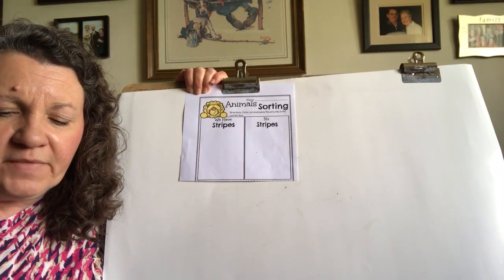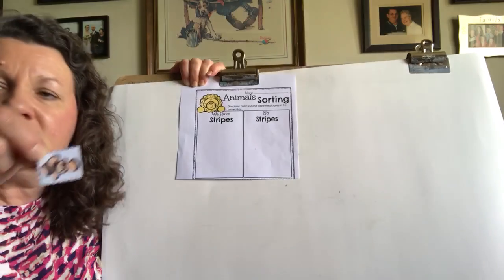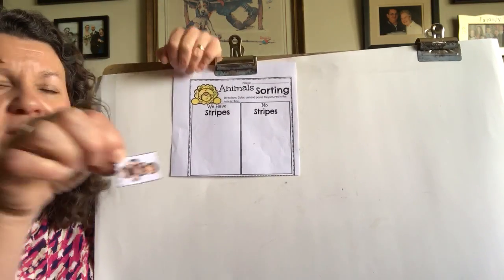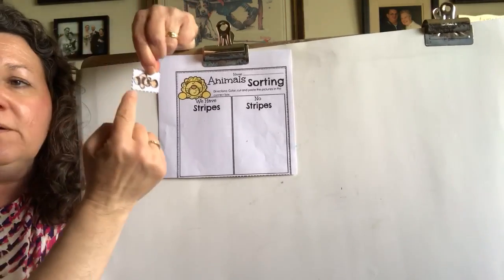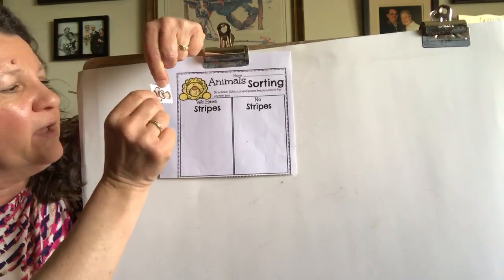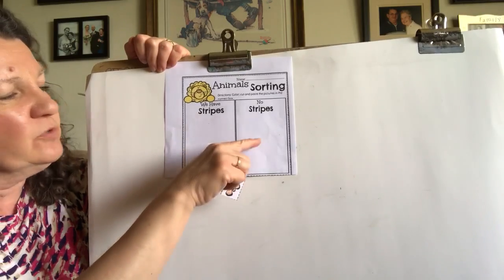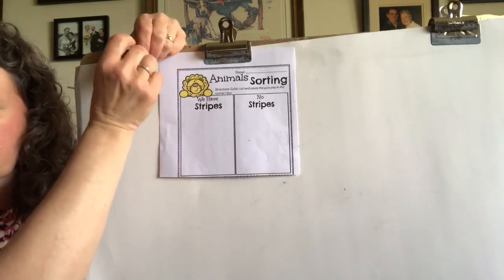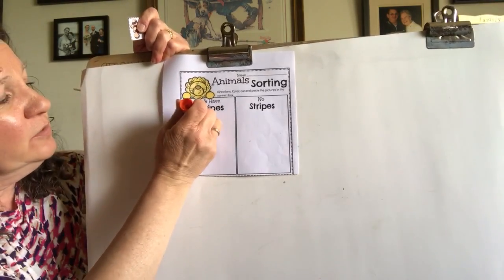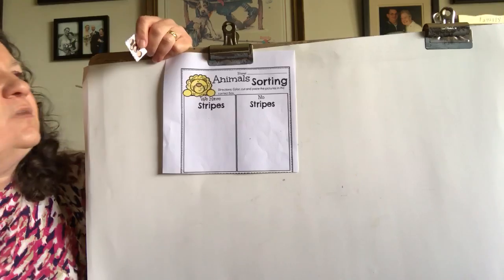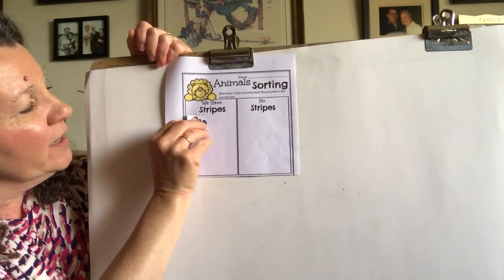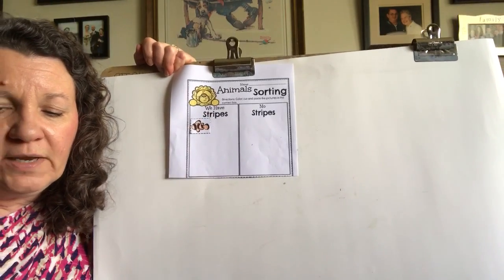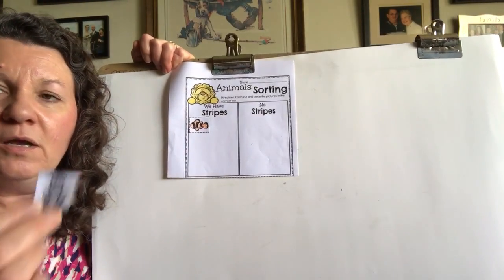How about this animal? Does that animal have stripes? Yes, look at it. You see these black stripes here? See those black stripes? Okay, so where should we put it? Stripes or no stripes? What do you think? Stripes. Okay, so we're going to put this right here. Just put a little spotted glue there, and we'll put our little fish right over here because this fish has stripes.